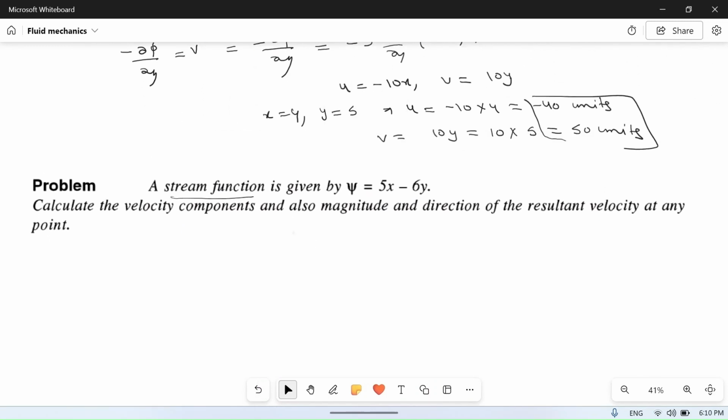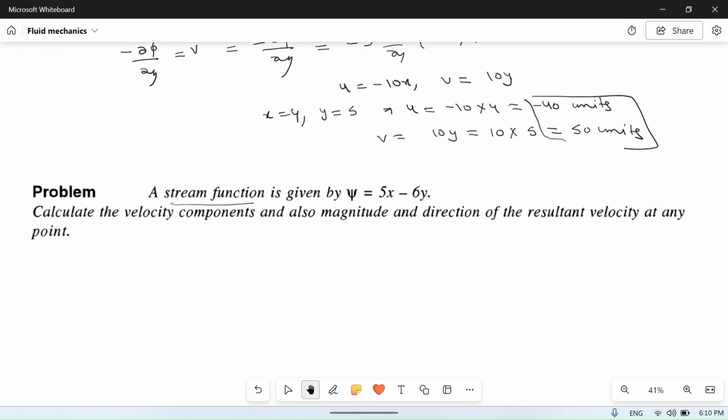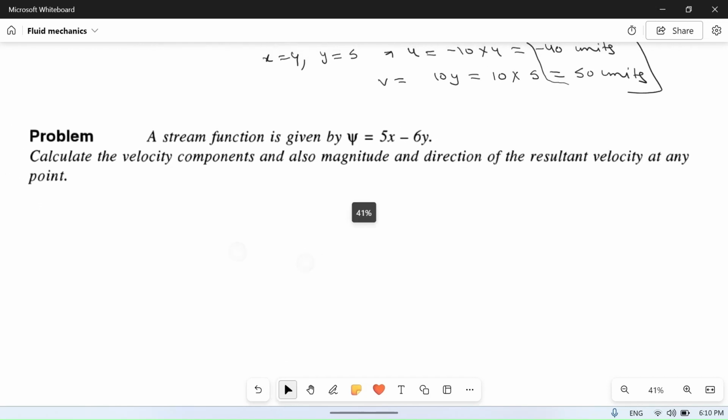Now let's see the second question. A stream function is given by psi is equal to 5x minus 6y. Calculate the velocity components and also the magnitude and direction of the resultant velocity at any point. The point x and y are not given. And one thing more is that we also have to calculate the magnitude and direction of the resultant velocity. In the first question we were not asked for the resultant velocity.